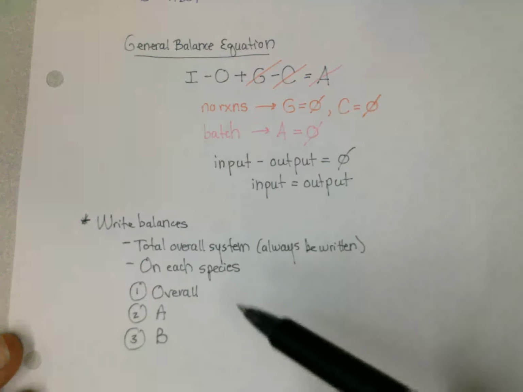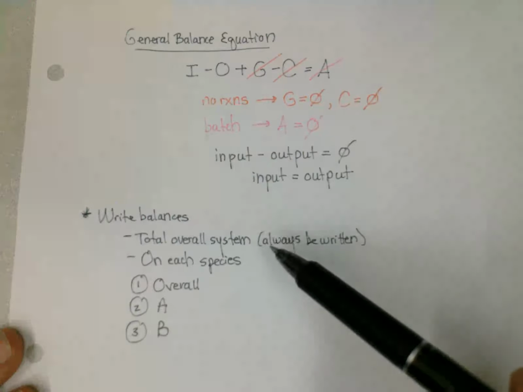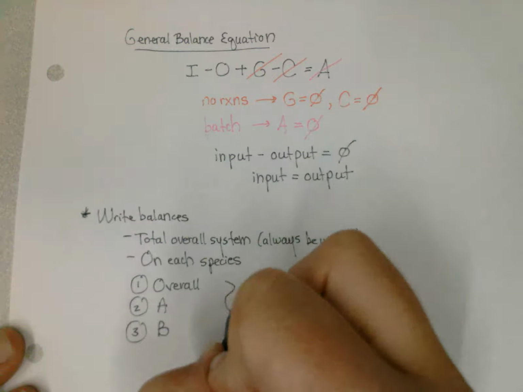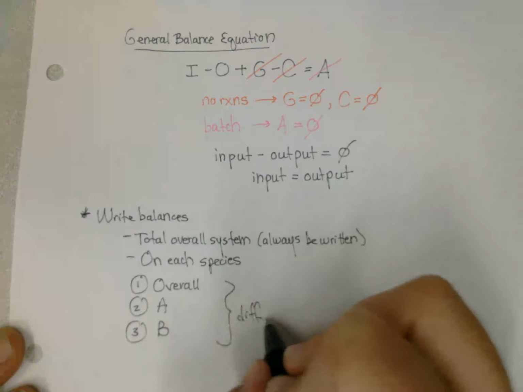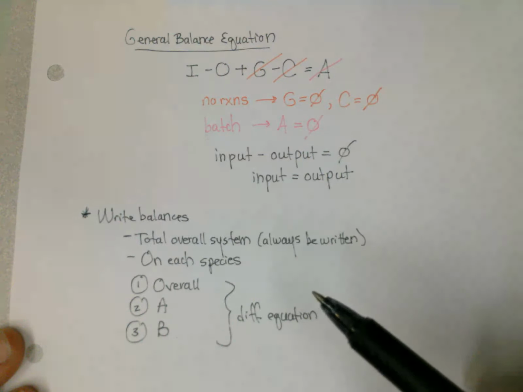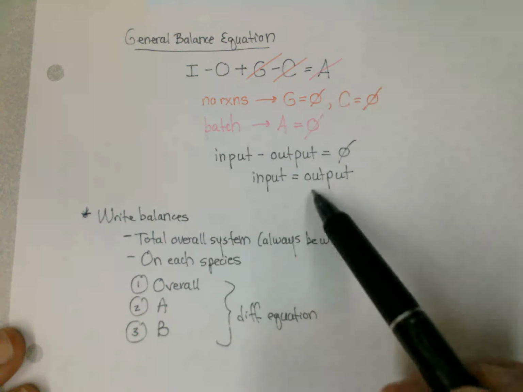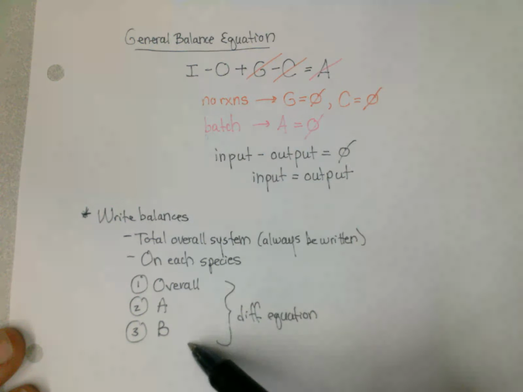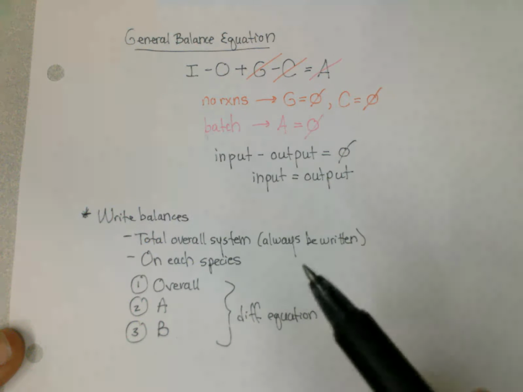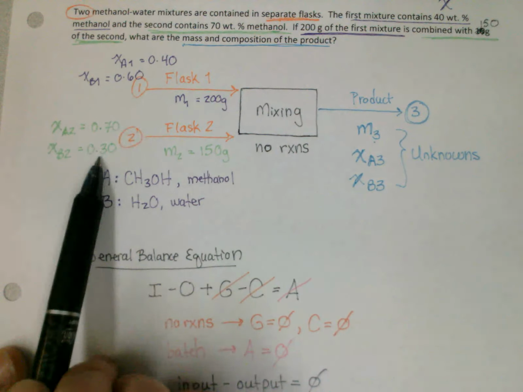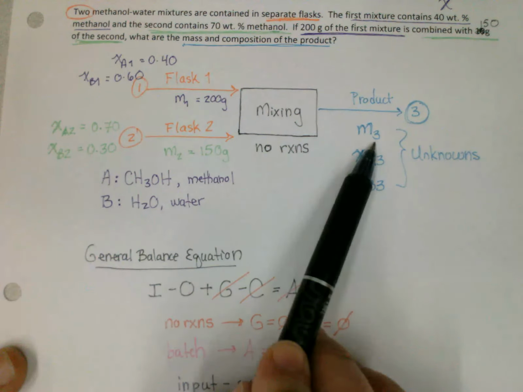Okay? And the reason that we write multiple balances is because each of these gives us a different equation. It's important because we need a system of equations to solve this problem. Now, we did the general balance equation in general for all mass, but it's actually going to hold true for A and B in this particular problem. So let's start by writing the total overall system balance. Remember that input number 1 is going to be in purple, input number 2 is going to be in green, and our output is going to be in blue.